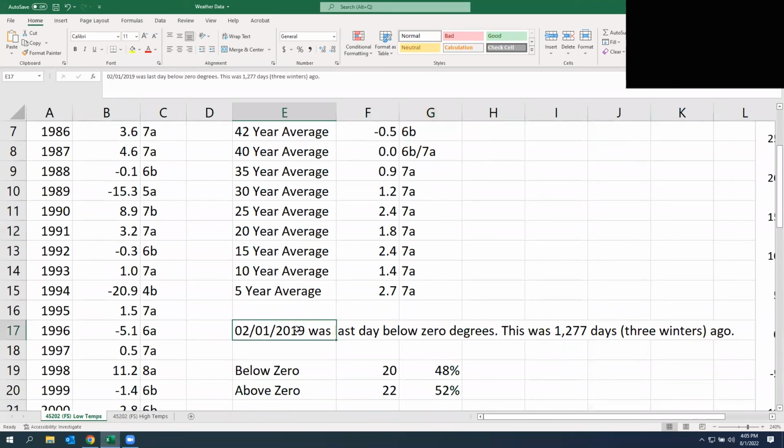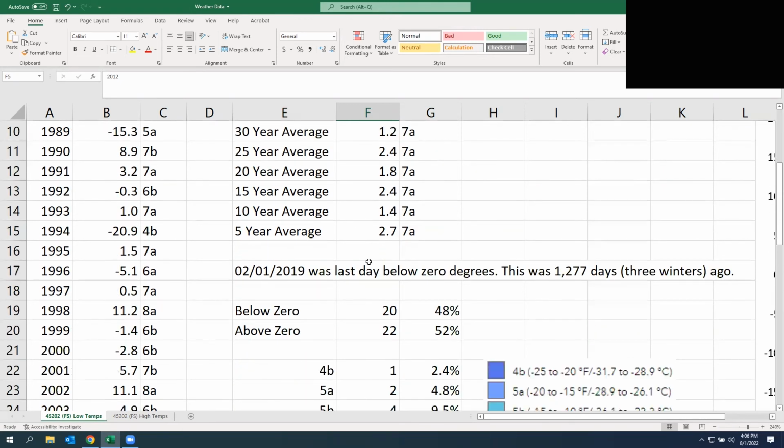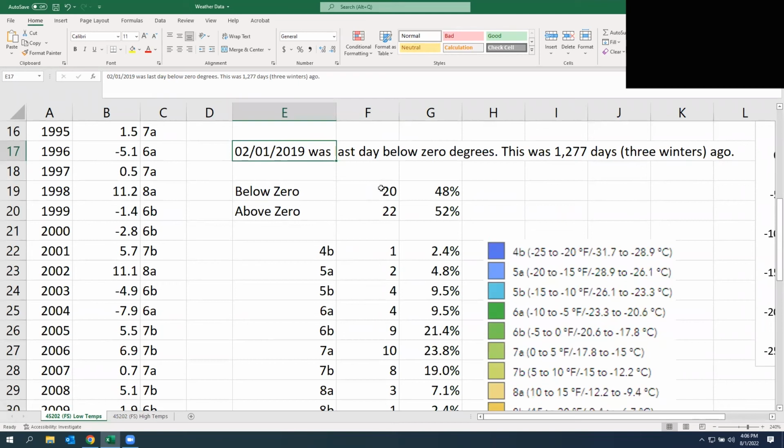Interesting, Cincinnati hasn't seen below 0 degrees in 1,277 days, which was three winters back in 2019. Also on the heat side, I've done something similar on the warm side. We also haven't seen 100 degrees since 10 years ago, which was actually 2012. So just an overall really mild year in 2012. That was the last time we saw over 100, 10 years ago, and 3 years ago since below zero. So below zero overall, there were 20 years, good for 48%, and above zero was 22 years, good for 52%.